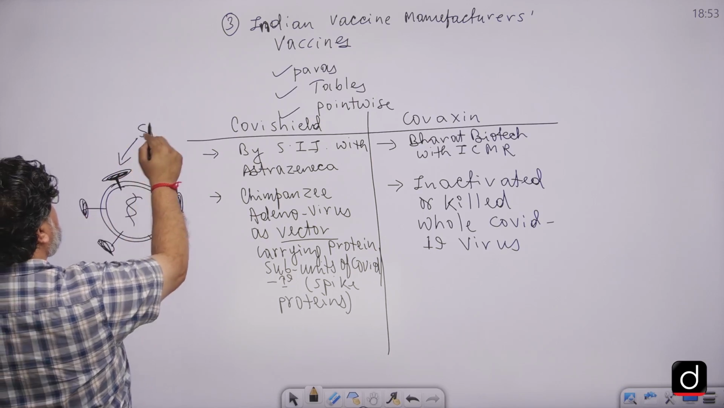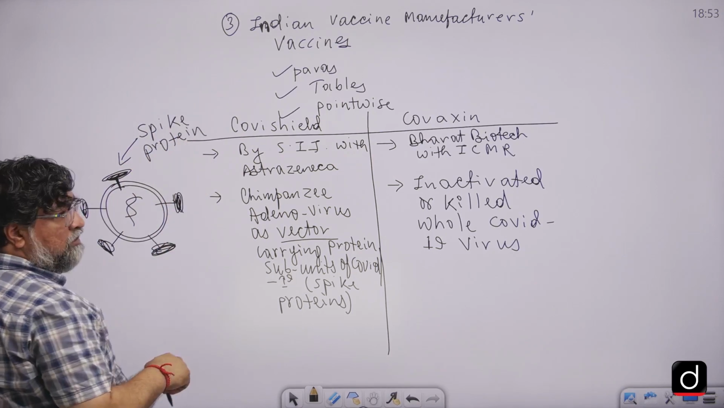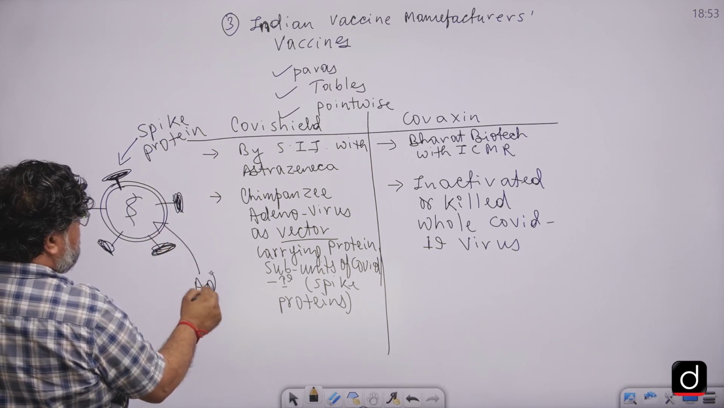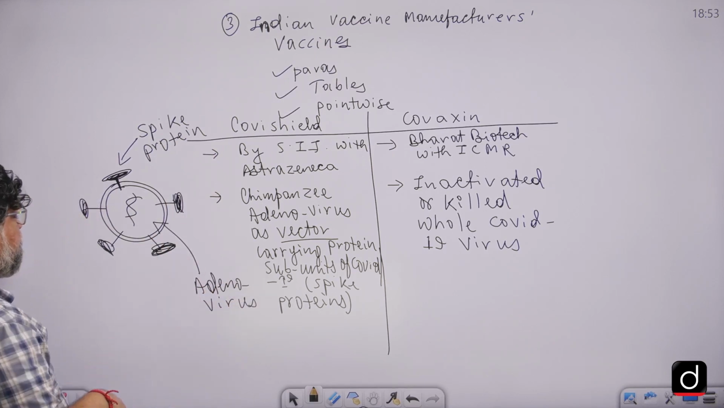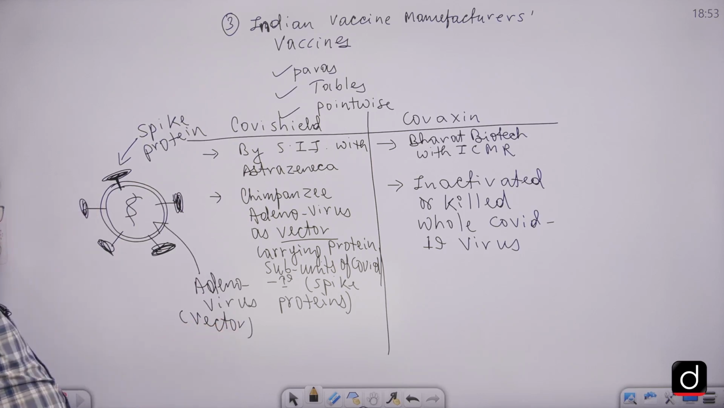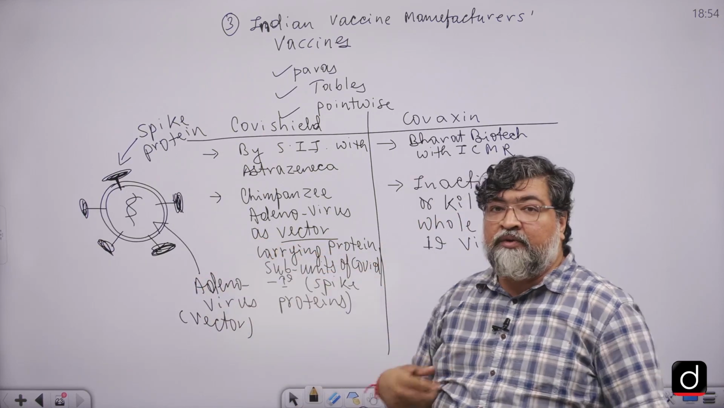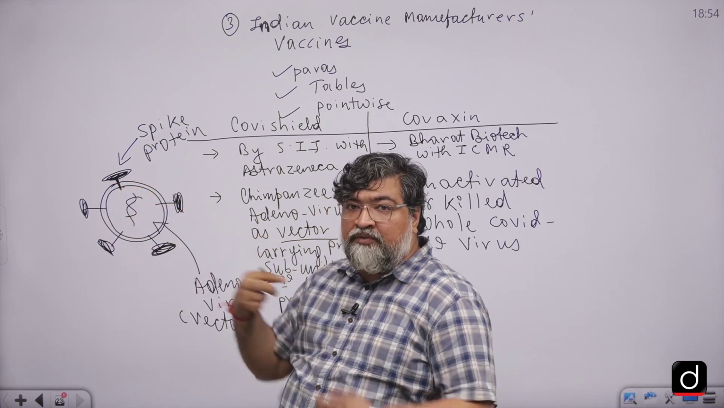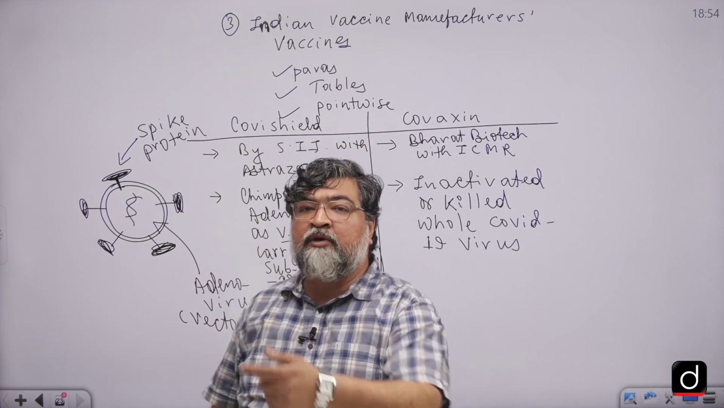So these are the spike proteins, which depend on the variant of COVID-19, different variants, you know that. And then this carrier is the adenovirus. Which adenovirus? Not human adenovirus, chimpanzee adenovirus. So that becomes a vector. When this is taken as a vaccine, the adenovirus as a carrier will carry the spike protein of COVID-19, and our WBC will recognize it and make antibodies. So when the real COVID-19 virus comes, the antibodies will fight.